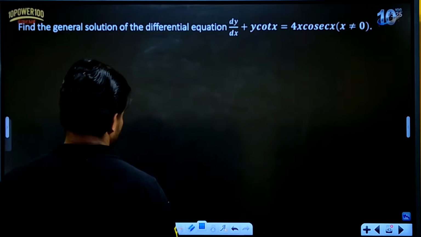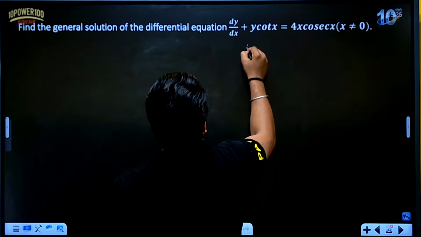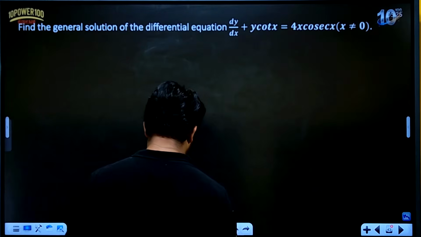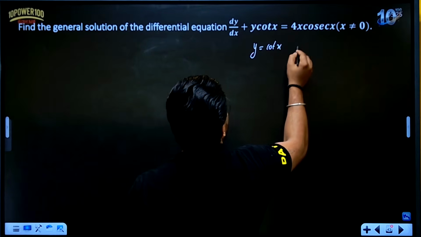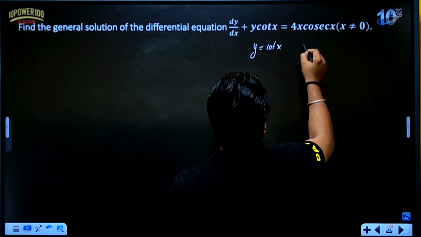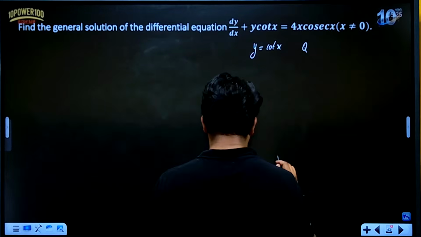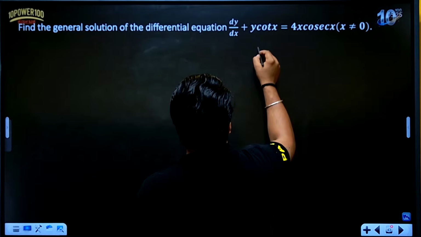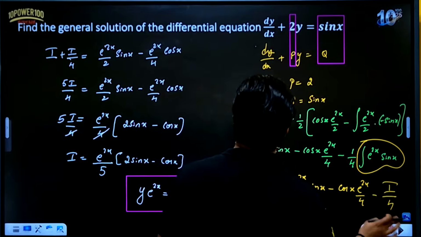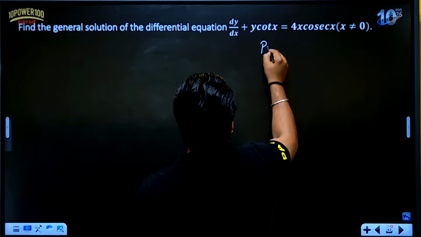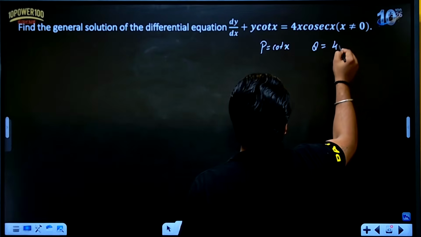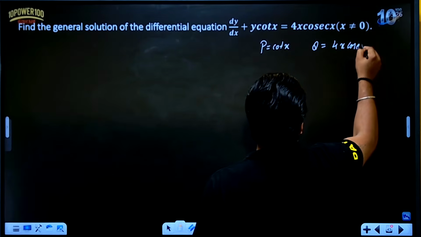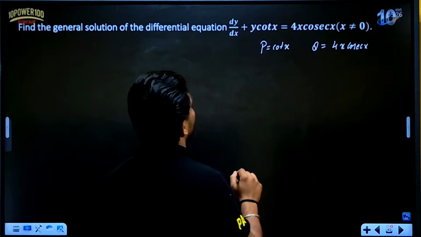Okay, so in this question, y is equal to cot x, right? So why am I saying y? It's actually p, right? So p is equal to cot x and q is equal to 4x cosec x.